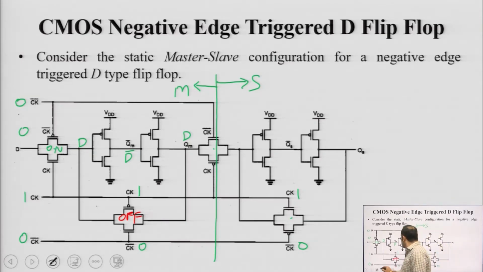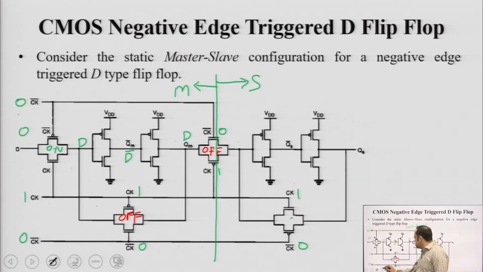Further going forward, the transmission gate here is off, because clock bar here is 0 and clock is 1. So, this does not allow D to pass through. Right now, the master side of this flip flop is in evaluation or the transparent mode, and the slave side is in hold mode. So, whatever output was present in the previous cycle is being held right now at the output.